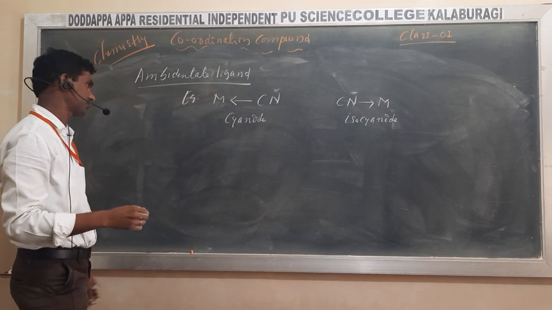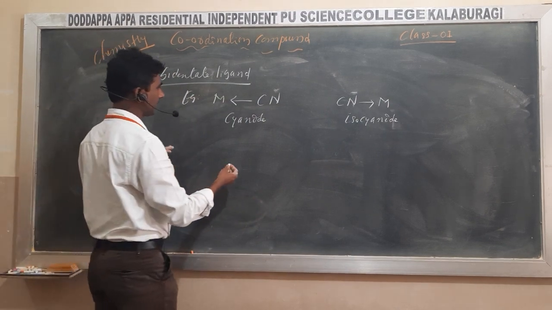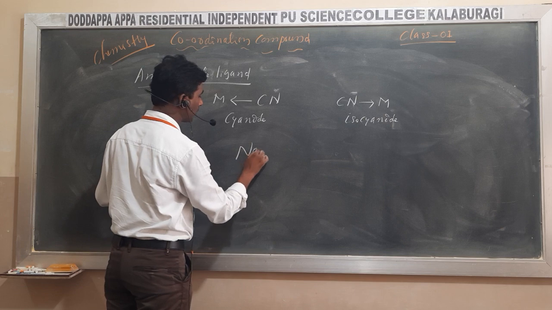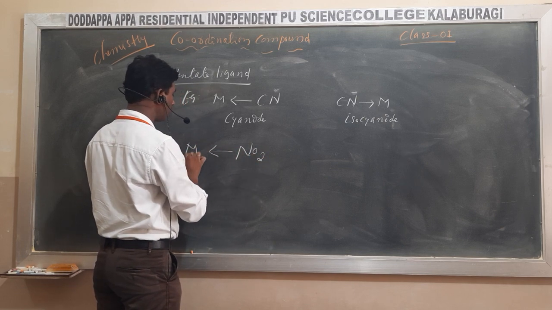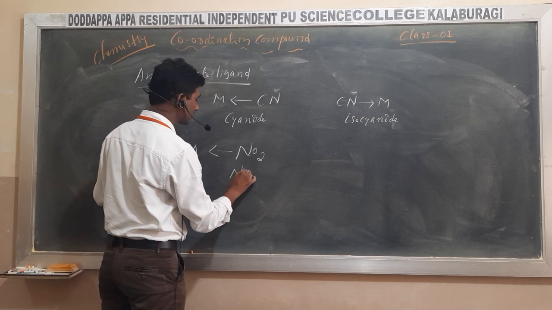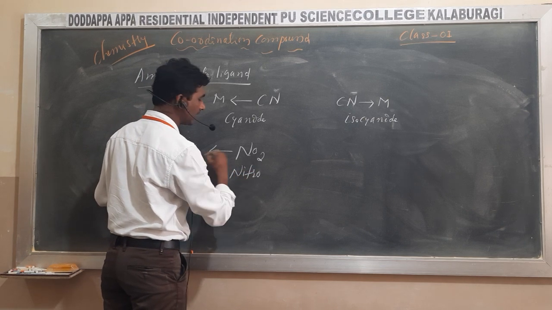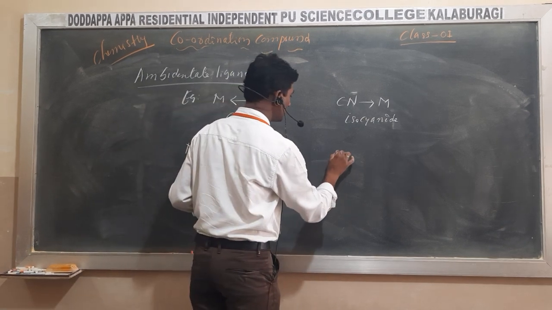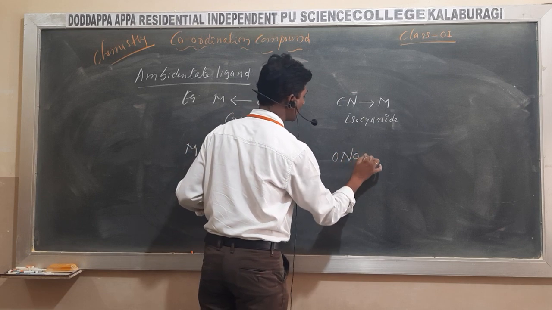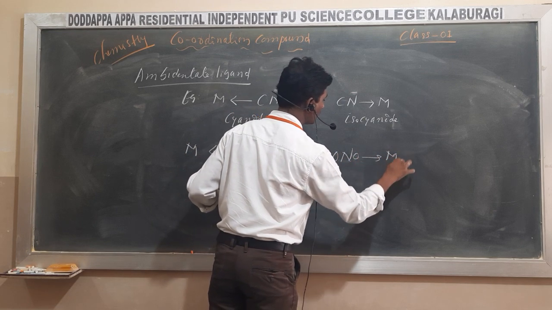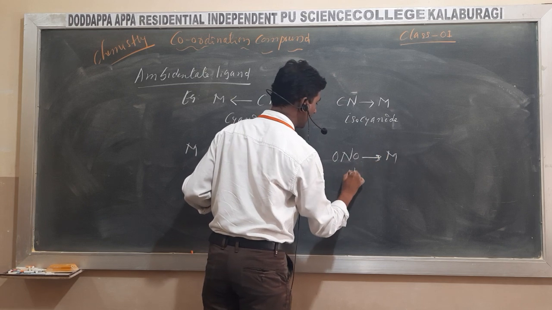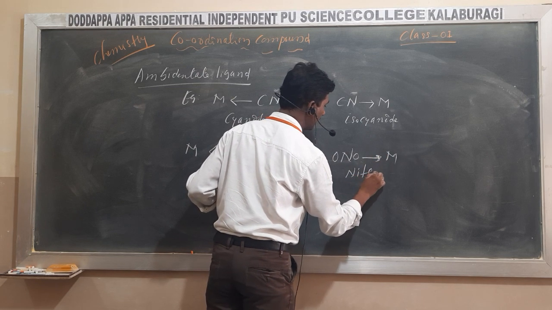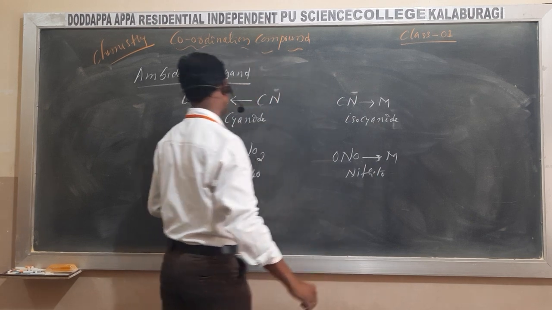Is it correct? Yes. Same example I can take: NO2. This is called nitro. If nitrogen is bonded to the central atom, it is read as nitro. Suppose ONO, if oxygen is the donor, it is read as nitrito.